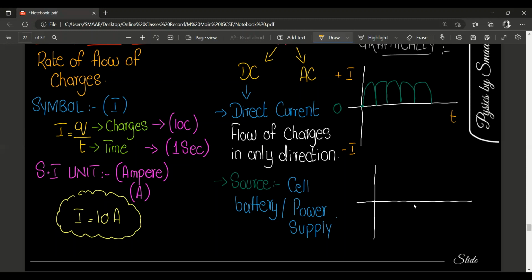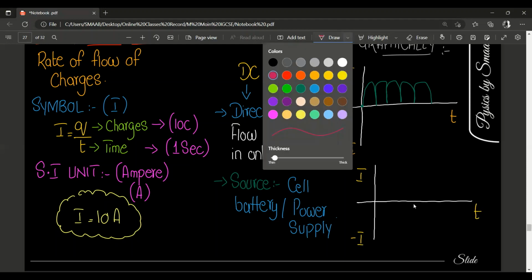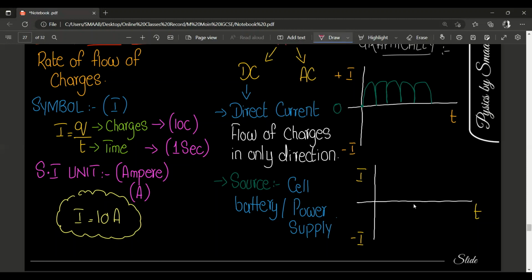So if we try to draw the graph for that purpose, again we take positive and negative. And in this graph, if the value is fixed, let's suppose the value of current is 2 ampere, and also on the negative side when the direction is opposite, the current will be a straight line, right? With the passage of time, current will be the same until the charge of the battery or the cell gets completely consumed. Until then it will provide the constant value of electric current, right?